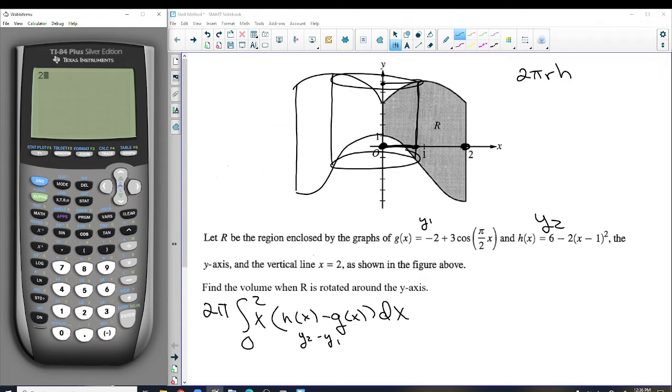We're going to go 2 pi, math number 9, from 0 to 2, of variables, y variables, function, and we want y2 minus variables, y variables, function, y1, with respect to x, and the answer is 92.153.